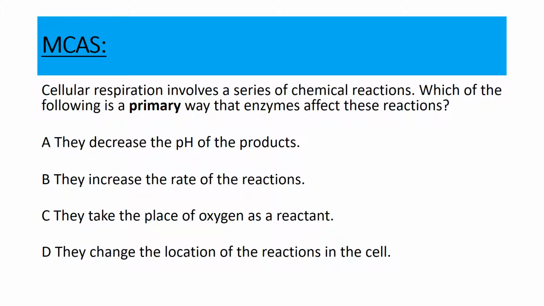Cellular respiration involves a series of chemical reactions. Which of the following is a primary way that enzymes affect these reactions? A, they decrease the pH of the products. B, they increase the rate of the reactions. C, they take the place of oxygen as a reactant. Or D, they change the location of the reactions in the cell. Well, the answer is B. They increase the rate of the reactions. We're talking about enzymes, and enzymes increase the rate of chemical reactions.